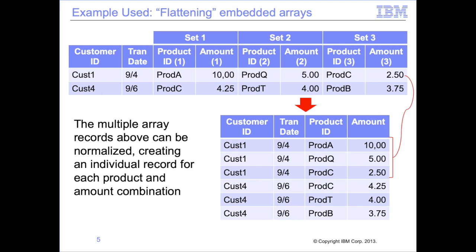The write function can be used to flatten records that have embedded arrays, creating normalized records. This is possible because for each record read by GenevaERS, multiple records can be written. In this example, from customer record 1, 3 records can be written for products A, Q, and C.